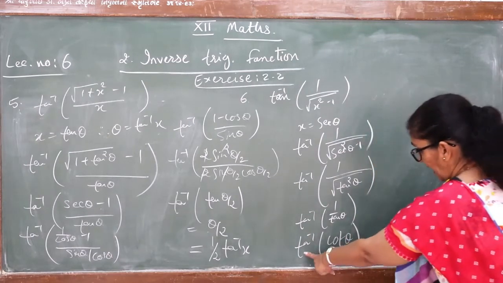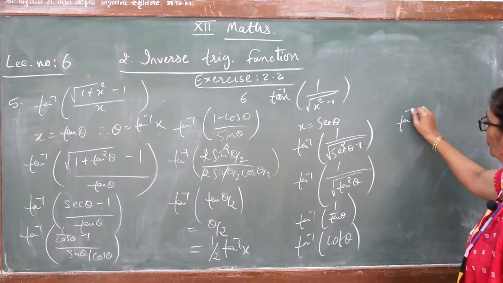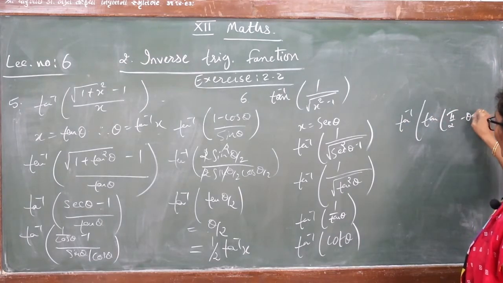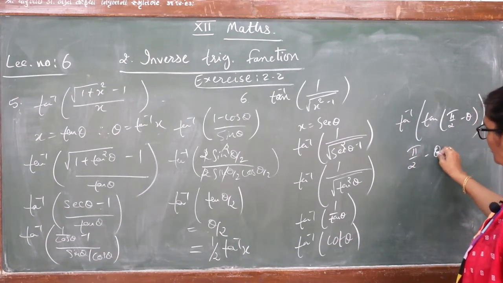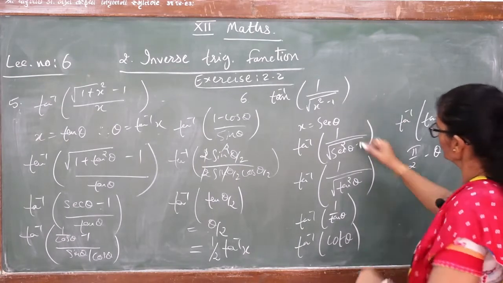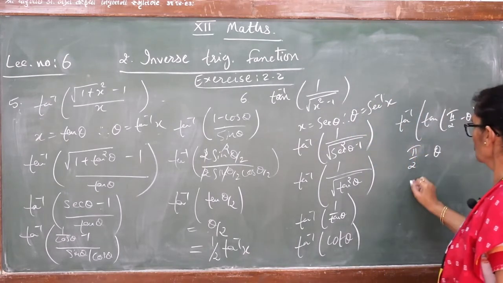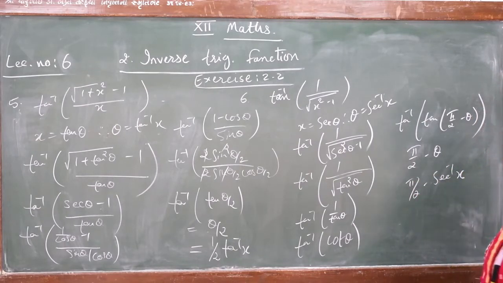But here, inside tan inverse, we require tan only. So what to do? Convert cot into tan: cot theta is tan of pi by 2 minus theta. Tan inverse cancels, and the answer will be pi by 2 minus theta. Now what is your theta? Theta is sec inverse x. So pi by 2 minus sec inverse x is your answer.